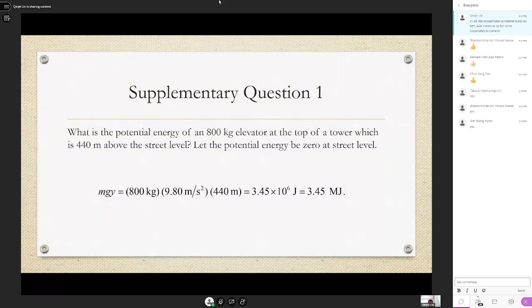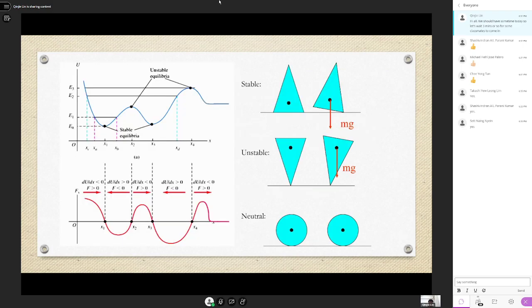Any questions for this topic? At the end, same thing, supplementary questions for you all to browse through. If you don't know anything, then come and ask me. Okay, so topic 8 is done, let's go to topic 9. We finish topic 9, then we take a break.